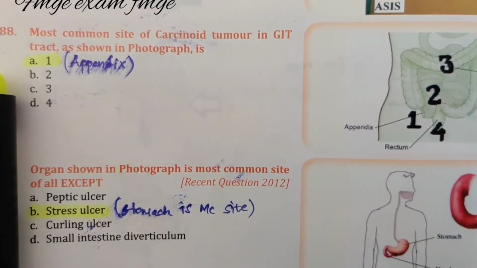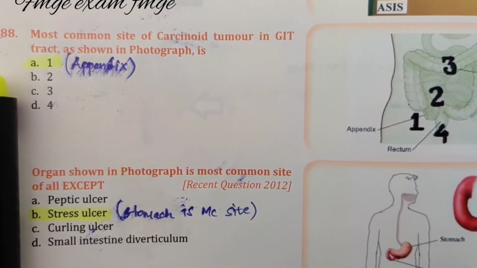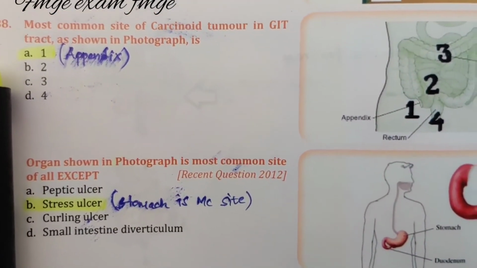The organ shown in the photograph is the most common site of all except stress ulcer. Stomach is the most common site.